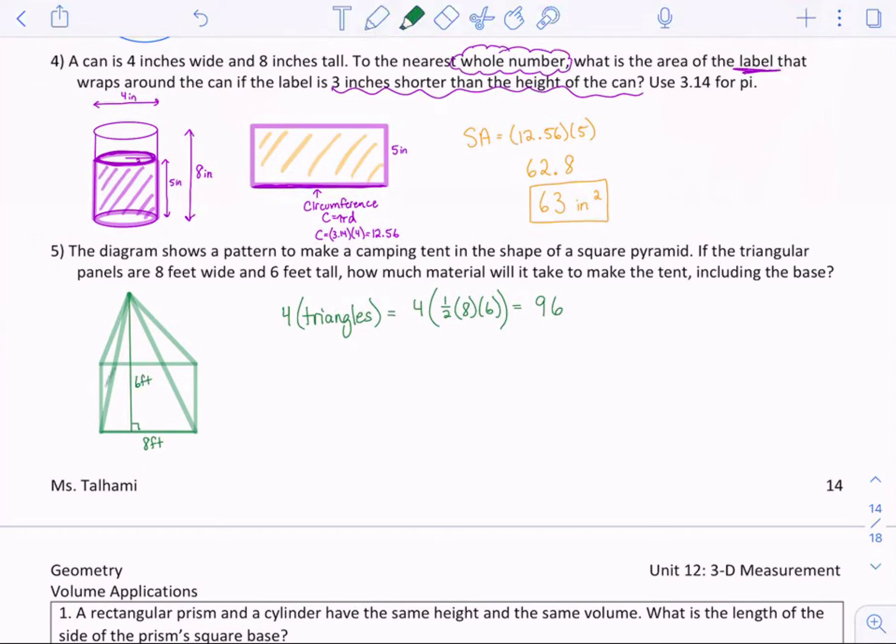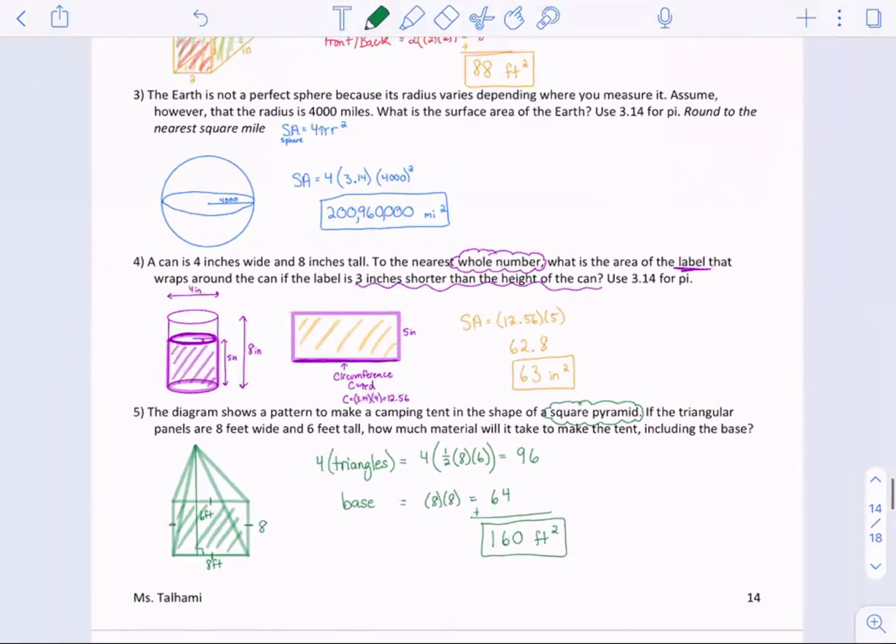And then if I worry about this base, that's a square base. It says it right here. It says it's a square pyramid. So that must mean all the sides are the same. So 8 times 8. Don't use that 6. Don't be tricked. 8 times 8 is 64. And if we add those two together, 96 plus 64, we will get 160 square feet. Every time we're talking about area, it's always square feet. That's how much material it's going to take to make that tent.